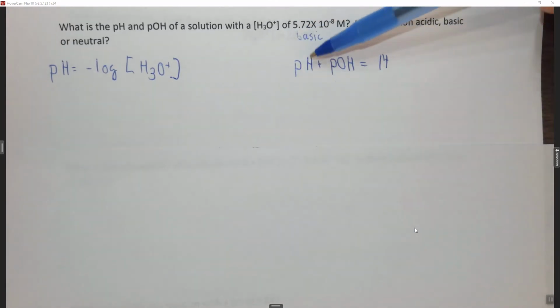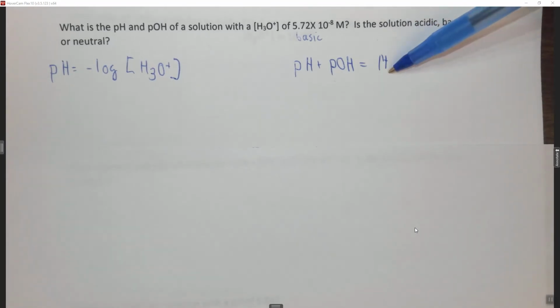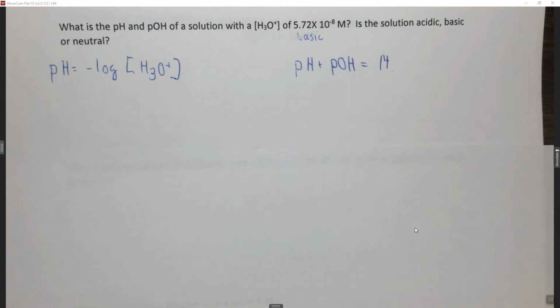This is essentially just the log of that same Kw equation. So the pH is the log of the H3O plus, the pOH is the log of OH minus, and the log of 1 times 10 to the minus 14 is 14. So this is just the log of that equation. All right, but it is kind of a separate equation.